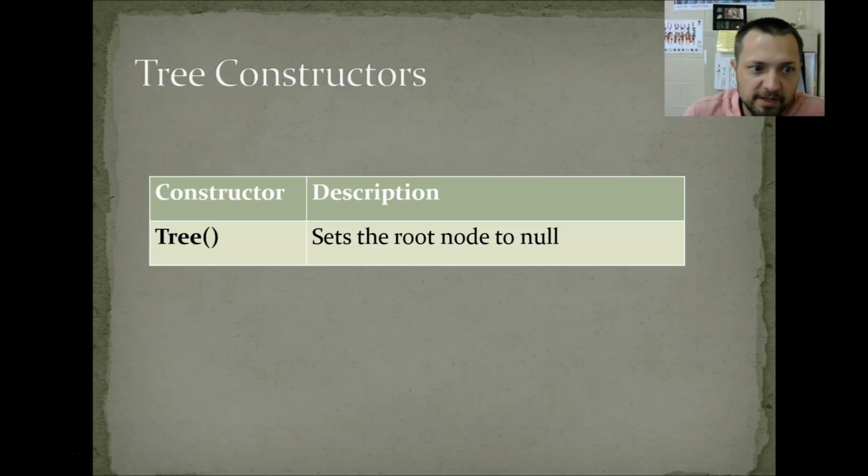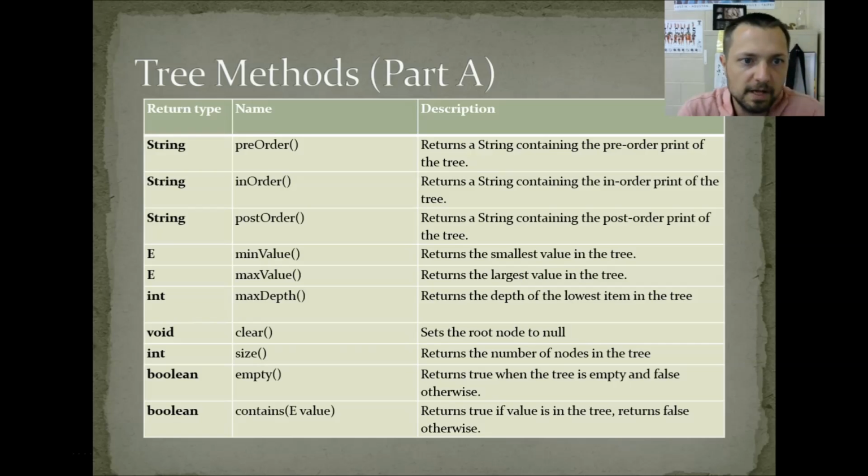Constructor. We're only going to have a basic one that sets the root to null. Methods. We're going to have string methods that return the pre-order, the in-order, and the post-order traversals. We're going to use these for printing our trees. When you're testing to see if your program's working right, you're going to need to do a pre-order, an in-order, and a post-order. With the combination of all three, you can tell if the structure of your tree is correct.